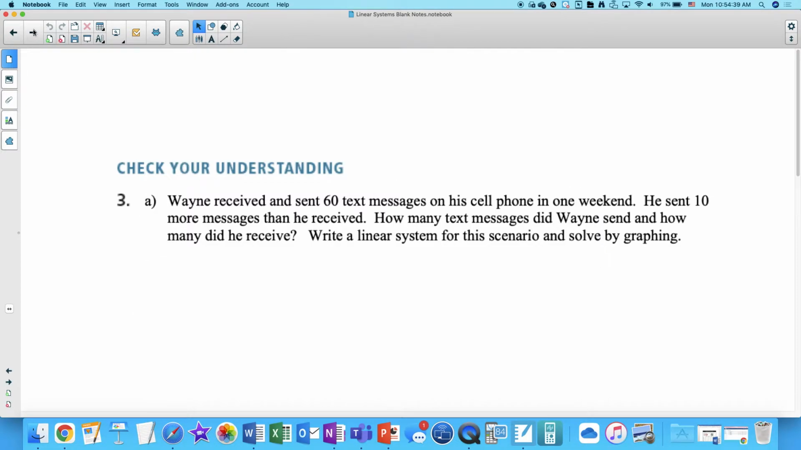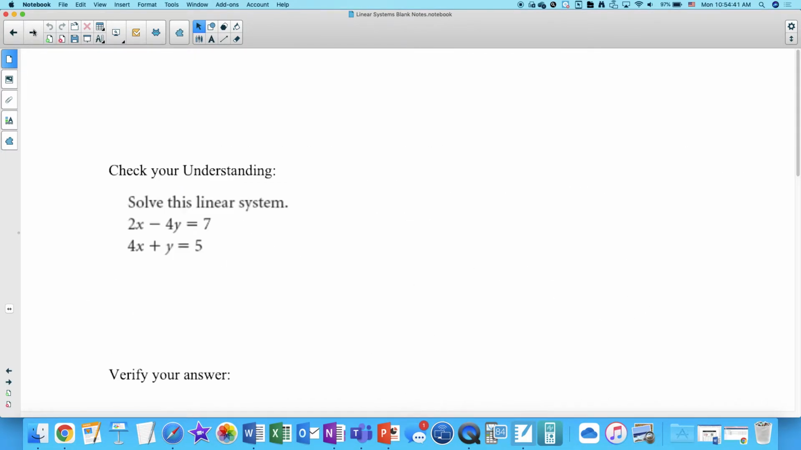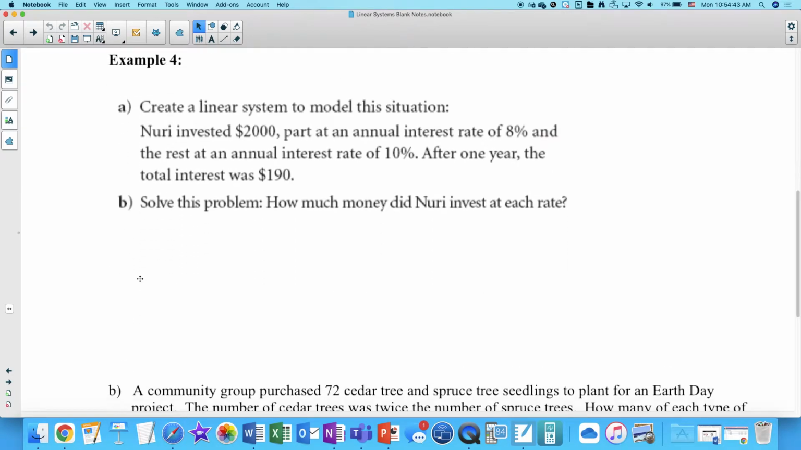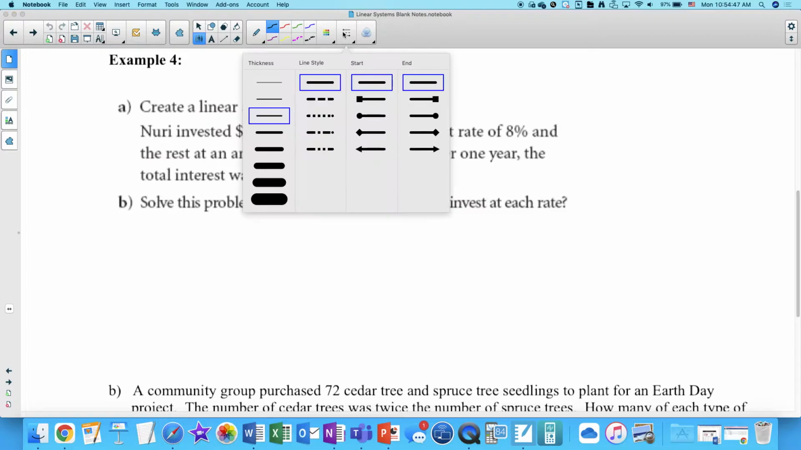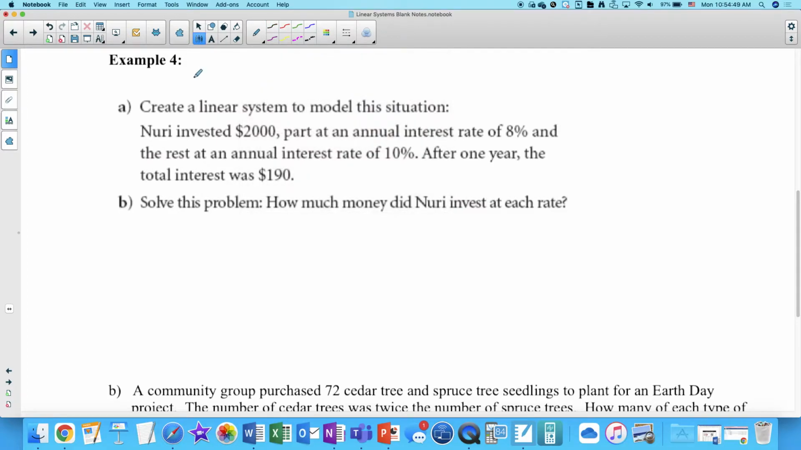All right, where are we? Here we are. Okay, hopefully this will work. So she's investing in 2 companies. One of them has an interest rate of 10%, and one of them has an interest rate of 8%. And we're being asked how much did she invest at each rate?